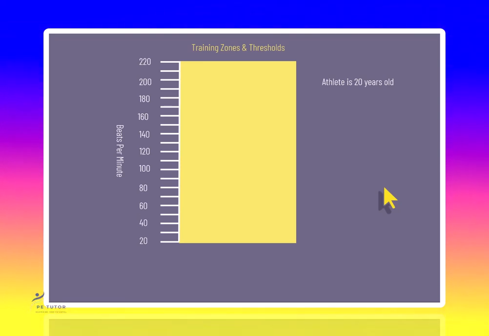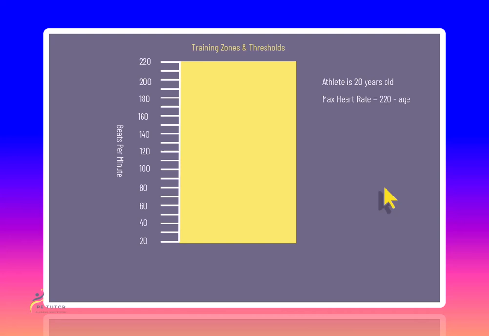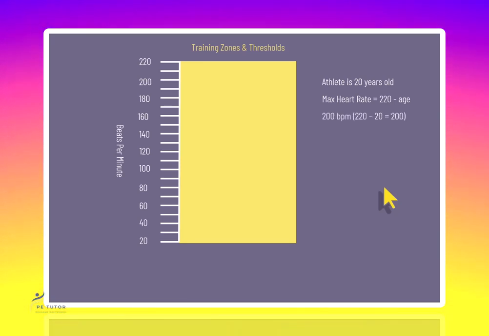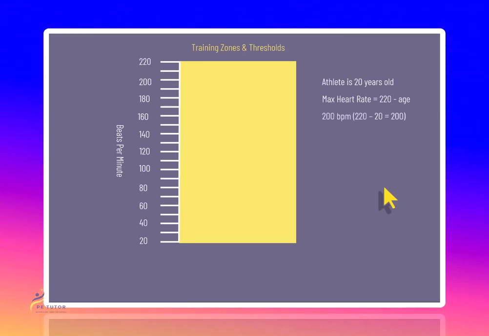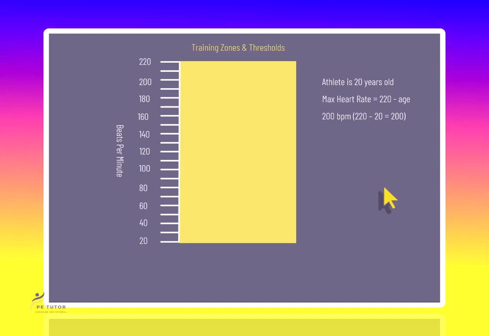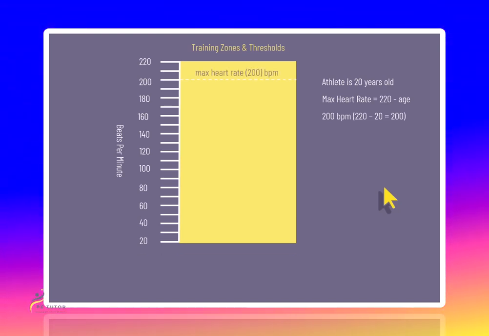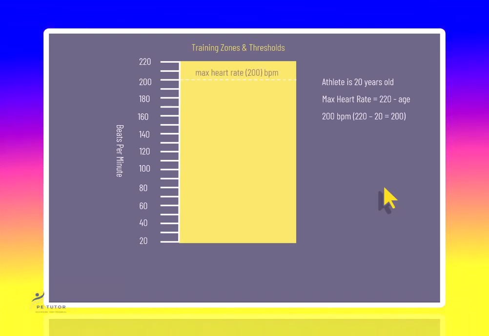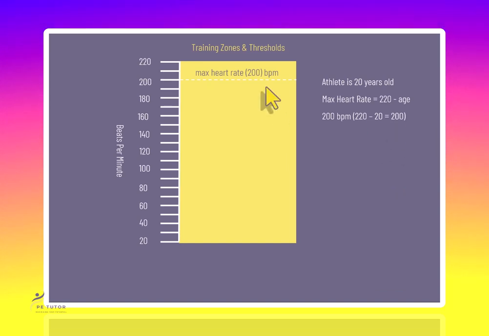So based upon what we've just been looking at in our previous video, we will remember that the maximum heart rate is 220 minus the age. And so we know he's 20 years old, so therefore we can do a quick bit of calculation and work out that his maximum heart rate is 200 beats per minute, and we can see that from 220 minus 20 is 200. And so therefore we can draw on our graph there, or on our image, that we've got a maximum heart rate of 200 beats per minute up here.